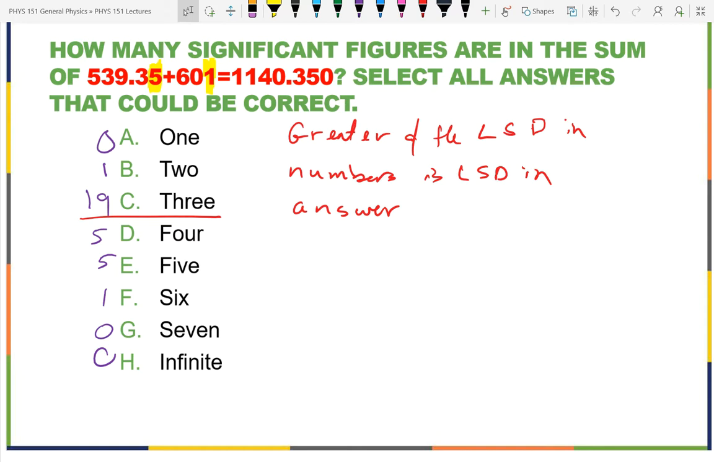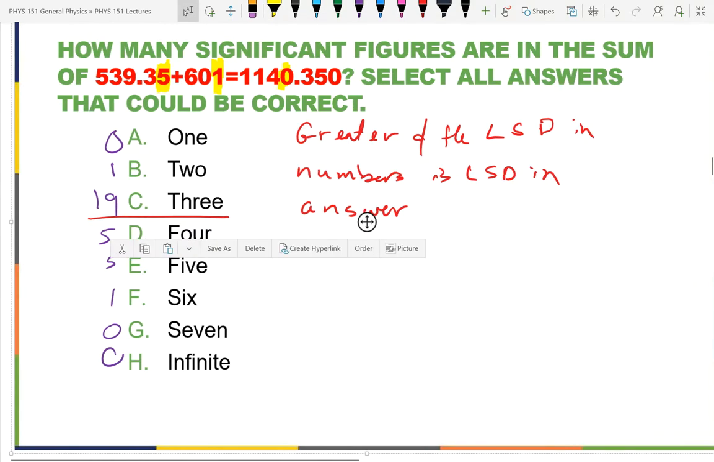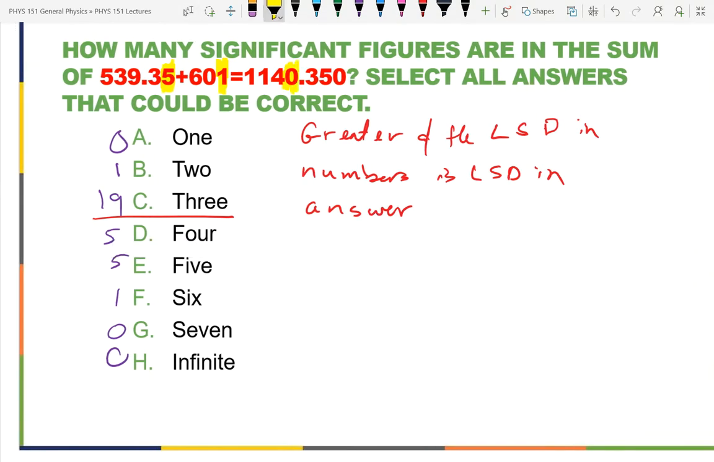Which is bigger? Now the 1 is in the units place. That's what we call the ones, right? Ones, tens. The units place. And the 5 is in the hundredths. Which is bigger, units or hundredths? Units. Hence, my answer is going to be good to the units. So that means my answer is good to this digit. So how many digits starting at the left? That's right, 4. So the correct answer here was 4 significant digits.